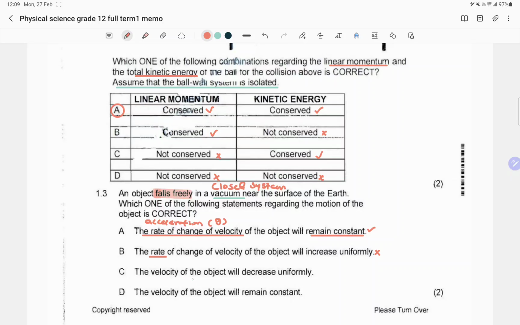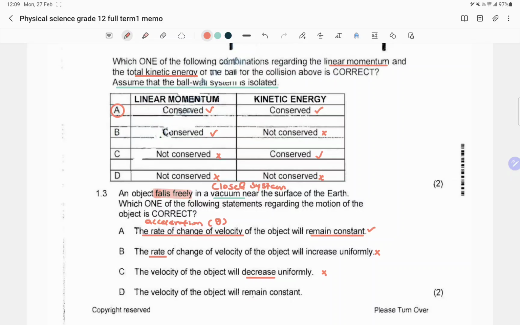Now the velocity of the object will decrease uniformly. The question is, does it actually decrease? It depends on the direction of motion of the object. On a free fall, if you're going upward, you are certainly going to be decreasing uniformly, which is true. But as soon as you get to the highest point or the maximum height, where the velocity has dropped to zero, it changes direction and starts increasing in the opposite direction. So it's not necessarily a decrease. So this cannot be accepted.